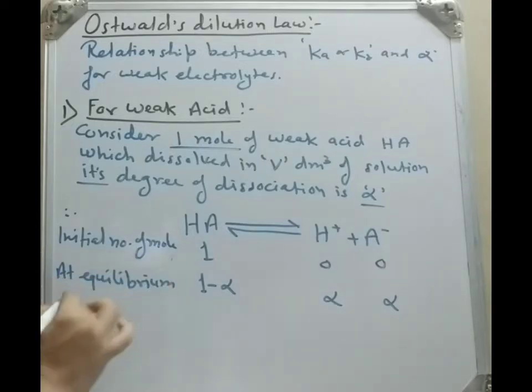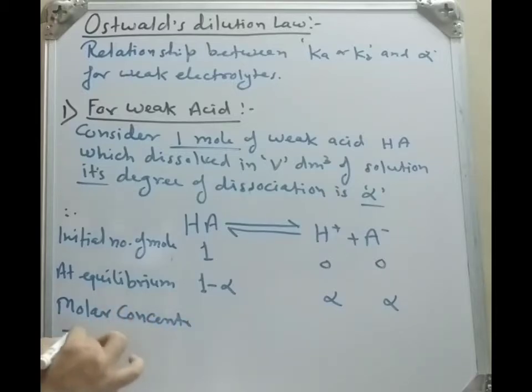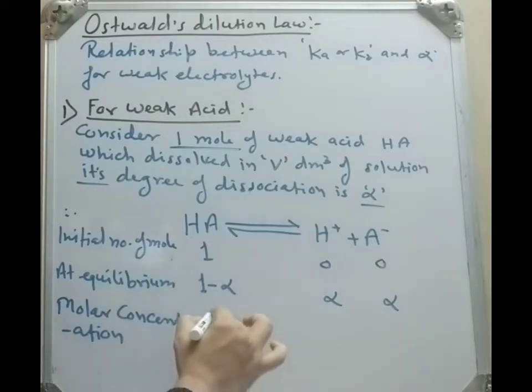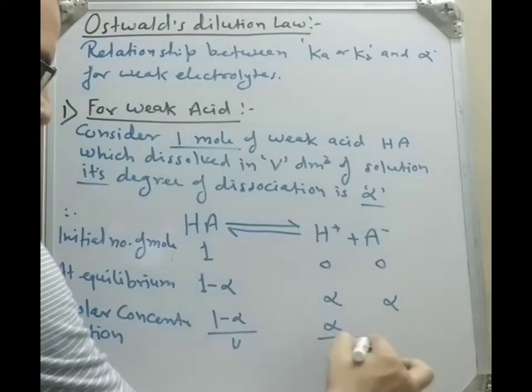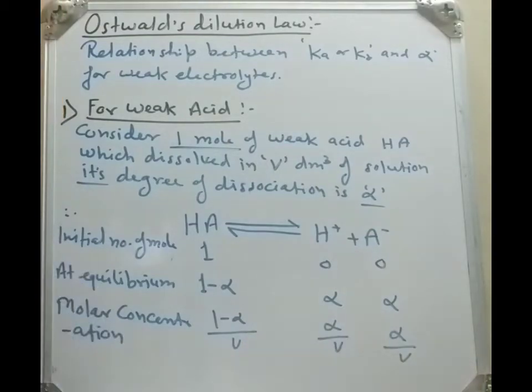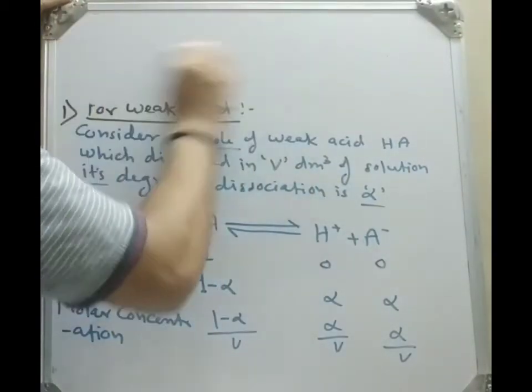Now the molar concentration at equilibrium. What is the concentration of undissociated HA molecules and dissociated ions, H plus and A minus? Number of moles divided by volume. So 1 minus alpha upon V, alpha upon V and alpha upon V. This is the concentration at equilibrium of the undissociated acid molecules and the dissociated ions. Now we proceed.